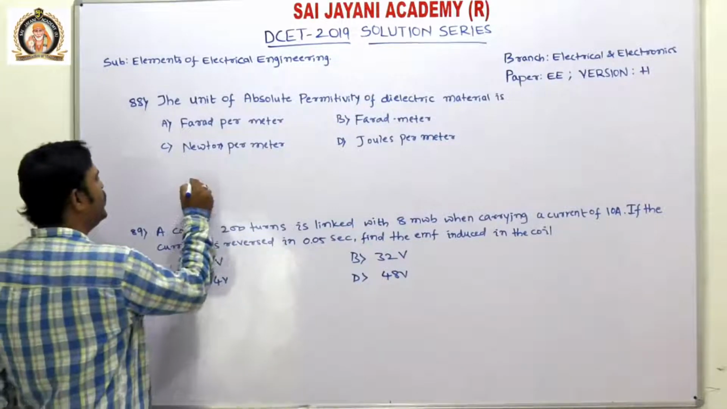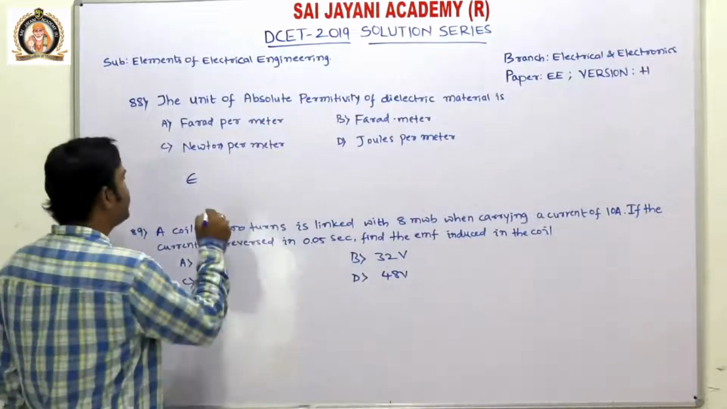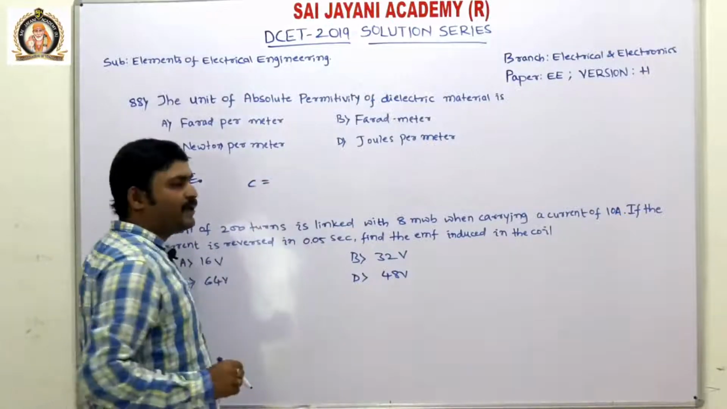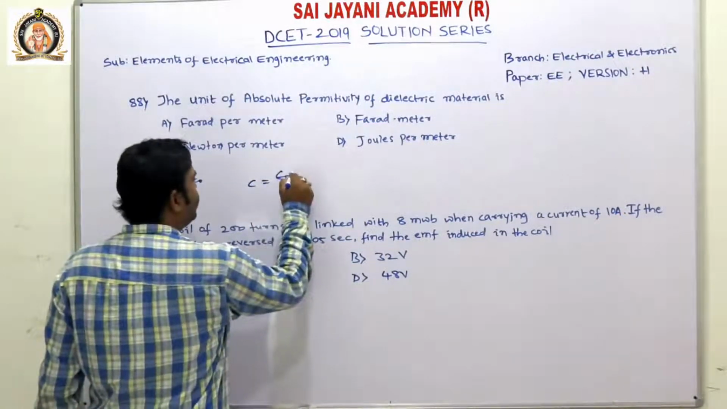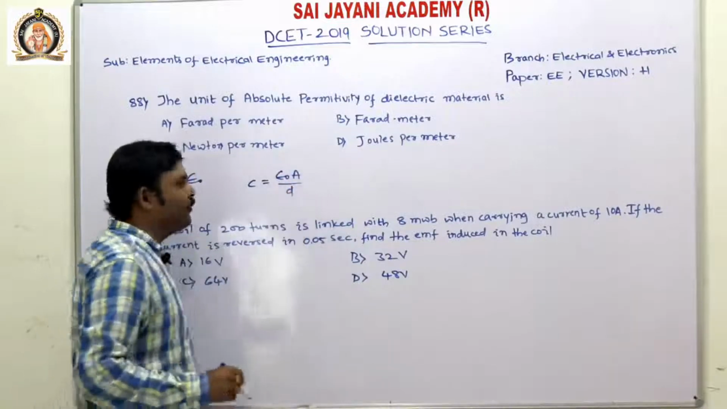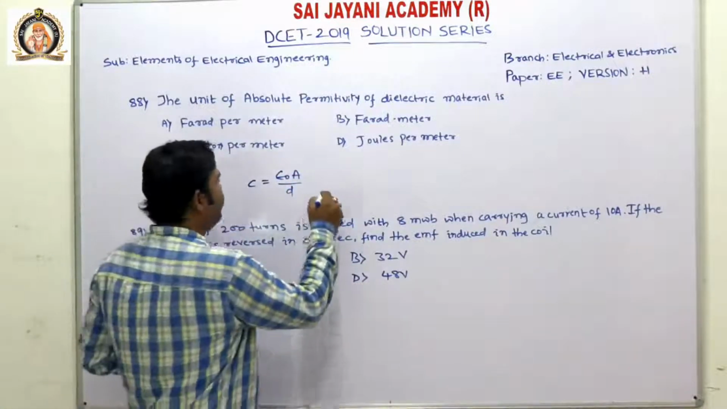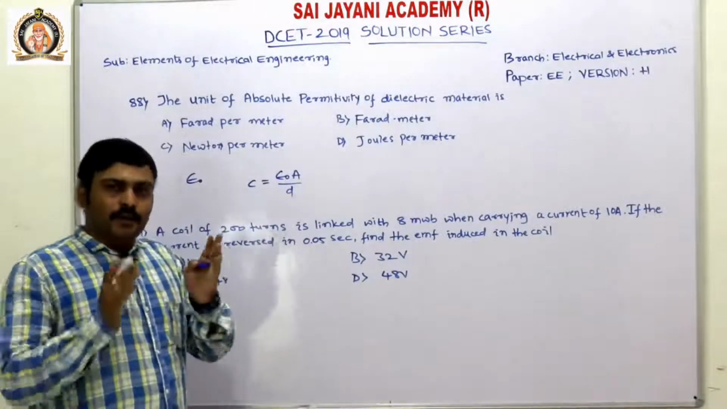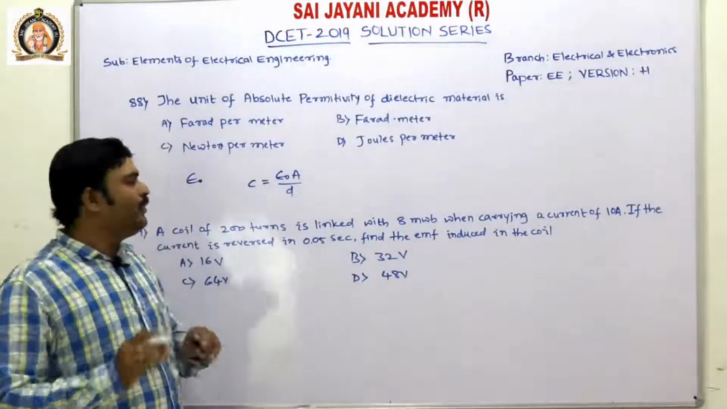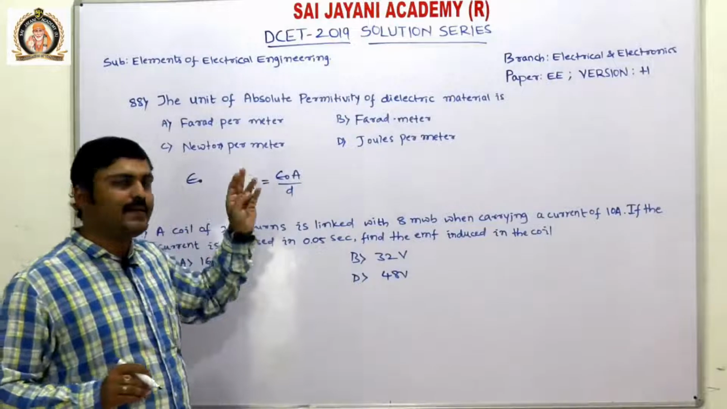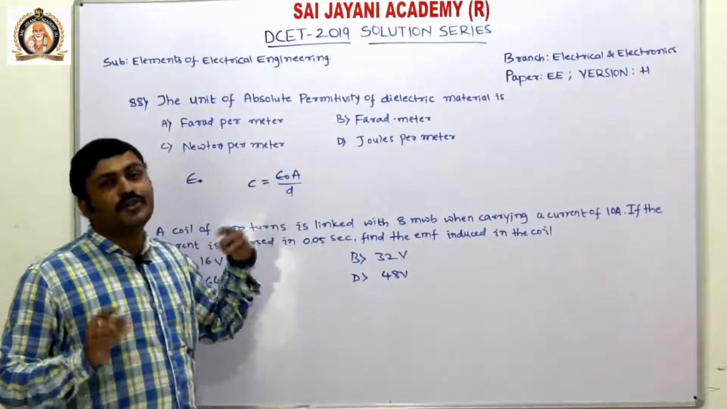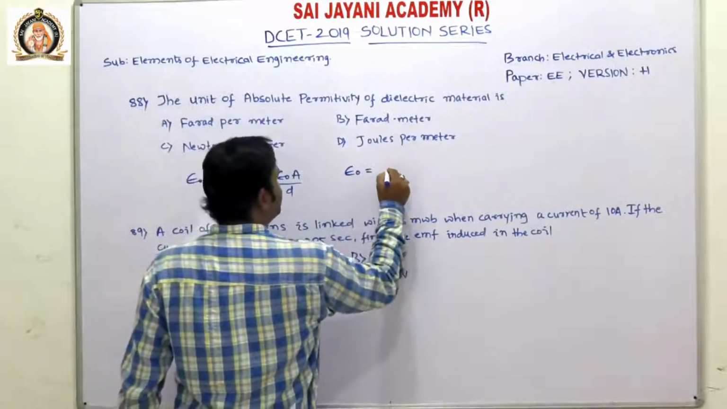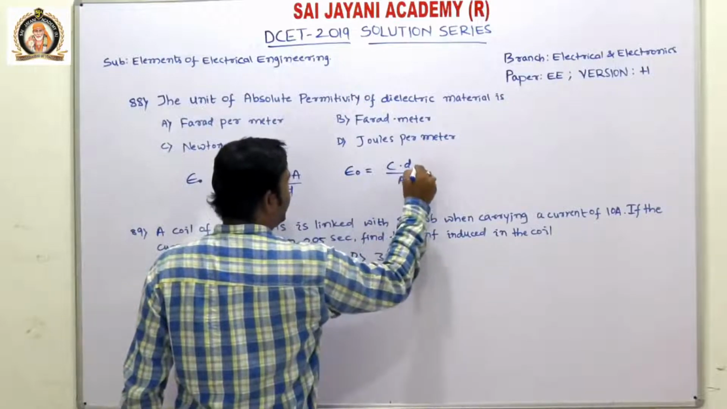Absolute permittivity means epsilon naught. The capacitance is given by C equals epsilon naught A by D, where C is the capacitance in farad, A is the area in meter square, and D is the distance between the parallel plates in meter. But now what has been asked? To find epsilon naught's unit. So we can write epsilon naught equals CD divided by A.